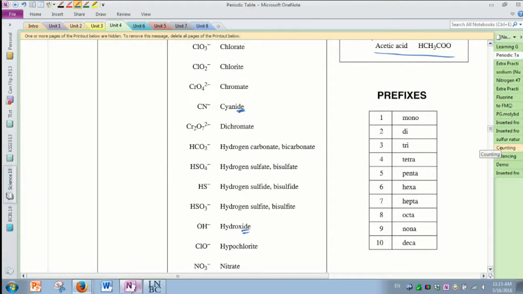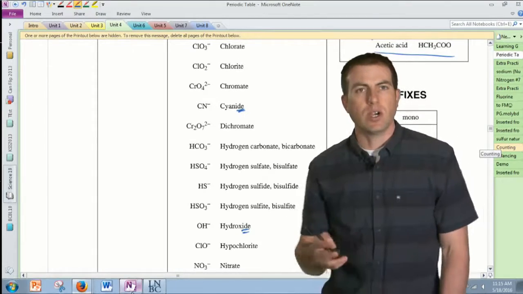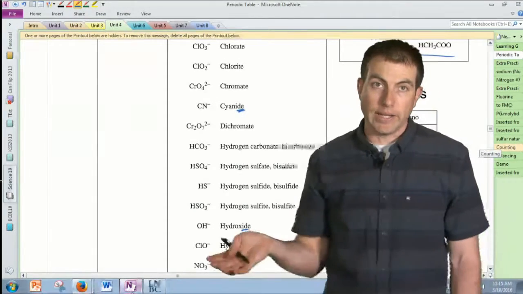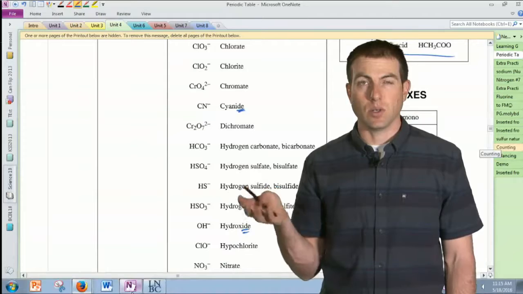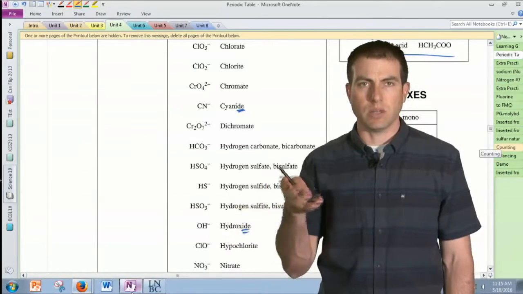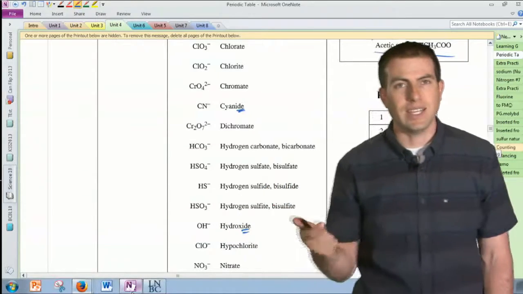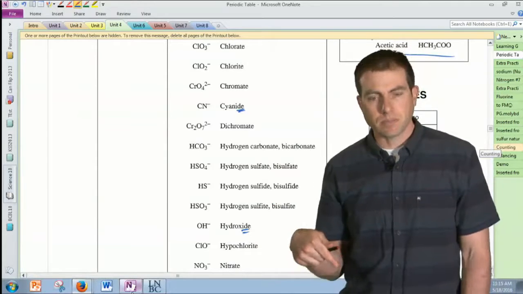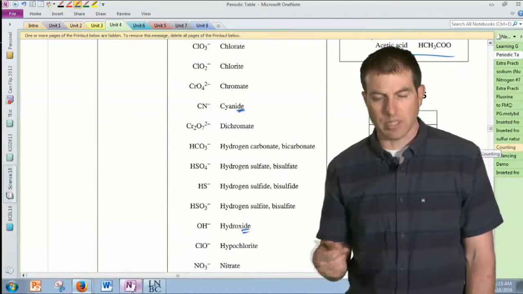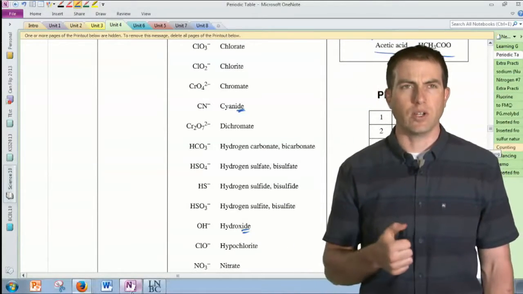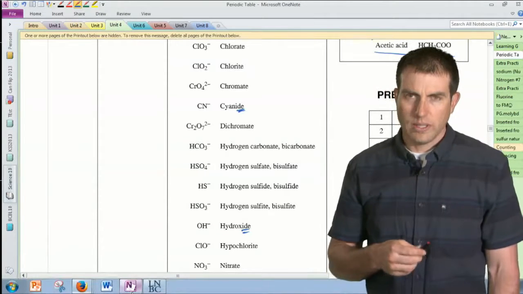So when you're doing your naming, we talk about sodium chloride, and we see chloride, and we think, okay, chloride is chlorine. I look up Cl, it's there. But cyanide isn't on the periodic table. It's not an element. It's carbon and nitrogen bonded together covalently.